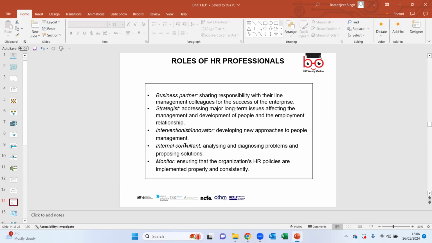Then internal consultants are usually analysts who diagnose problems and are good at Excel. Whereas monitoring is basically checking whether the policies are properly implemented or not. Those are the people who look at implementing the policies and whether it's working well or not. Like my previous organization, they conducted interviews with associates. They picked a handful, probably 20 associates every month, and interviewed them. How are you feeling about your job? Would you like something to change?